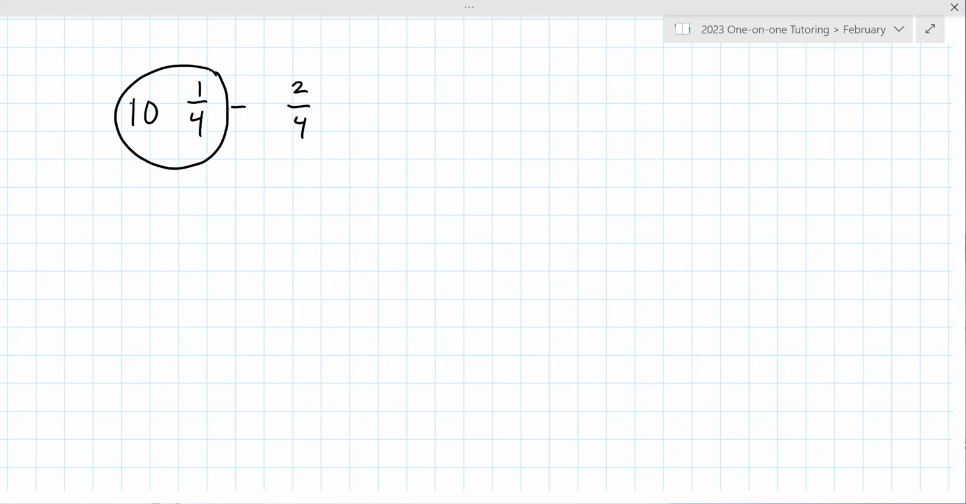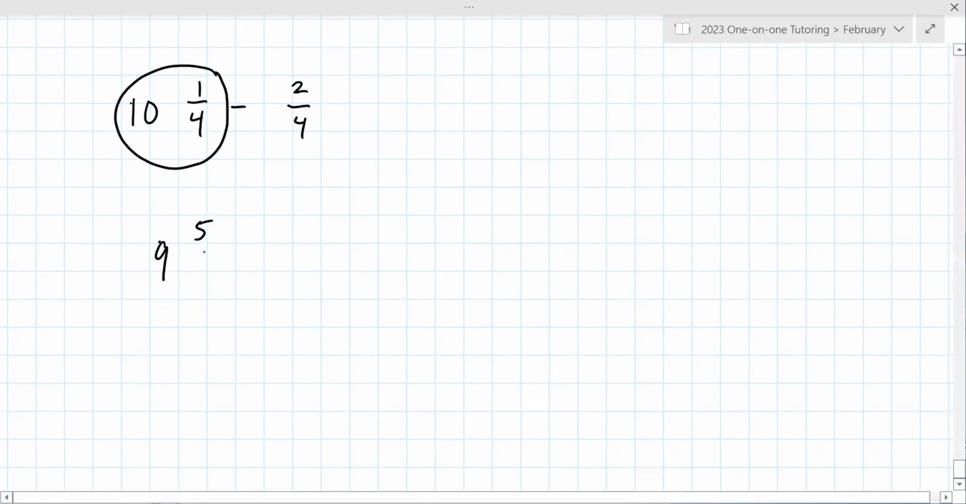What did you get for 10 and 1/4? 9 and 5/4, or 9 plus 5/4, minus 2/4. So can you subtract those for me, please? Okay. 9 plus 2. Wait, no. You're just subtracting, Michael. 5 minus 2. 5 minus 2 is 3. And then over 4. Perfect.